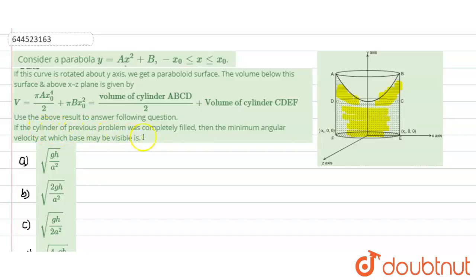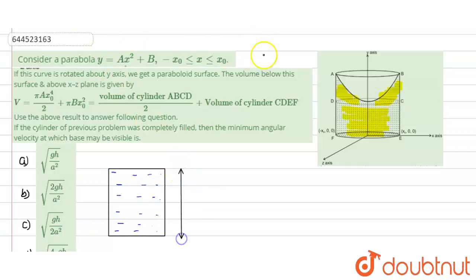Now, if the cylinder of the previous problem was completely filled, then what is the minimum angular velocity at which this base may be visible? For example, if this is our container, open to atmosphere, that means water could spill and come out. It is completely filled up to a height of h, and the radius was given as small a, and this surface is open.